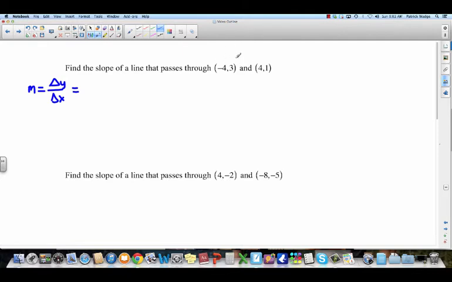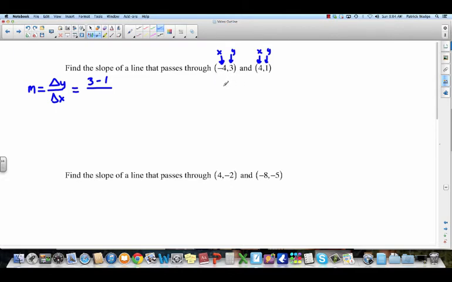Okay, so let's think of these points here. In any coordinate, any ordered pair, the first value is an x and the second value is a y. It's the same in this one. This first one's an x, second one's a y. When it says change in y, what we want to know is what's the difference between the two y values? Well, if I'm looking for a difference, what am I doing? I'm subtracting. So I'm doing, for example, 3, which is one y value, take away 1, which is another y value. And then dividing it by, now I want the change in x's. So I have to subtract the x's.